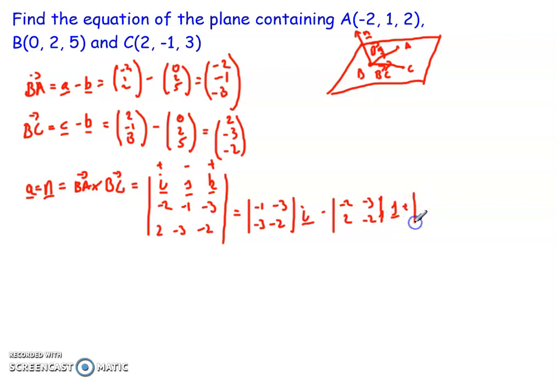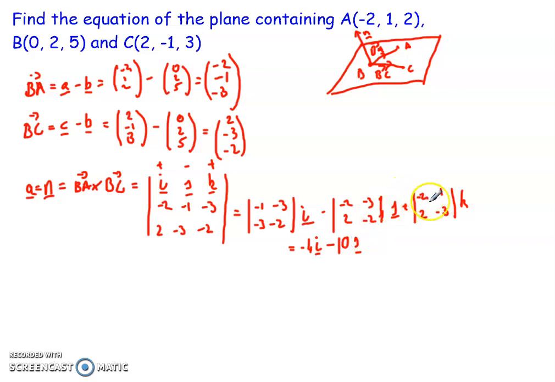And then in the K direction, it's -2, -1, 2, and -3. So if I calculate each of those bits out, I'll end up with 2, take away 6. So I'm going to get -4i. I've then got -2 times -2, which is 4. 2 times -3, which is -6. So 4 minus -6, so 4 plus 6 is 10. But it's a minus in front, so it's then going to be minus 10j.